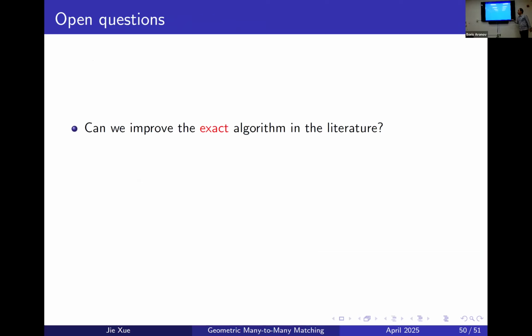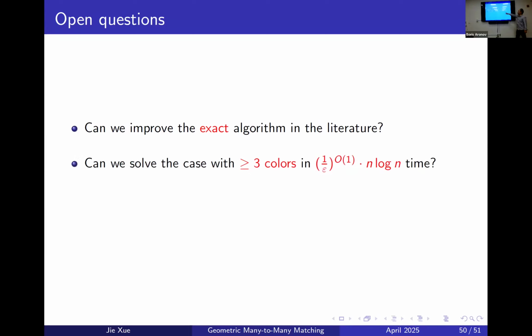Finally, I pose some open questions. The first open question is, of course, can you improve the quadratic time exact algorithm? Actually, the quadratic time algorithm only works for 2D. Can you improve that in 2D, or in higher dimensions, can you improve the cubic time algorithm? Do you have a conjecture? I think the answer is n squared. At least it's very difficult to improve, because for one-to-one matching, the best known exact algorithm is also n squared.